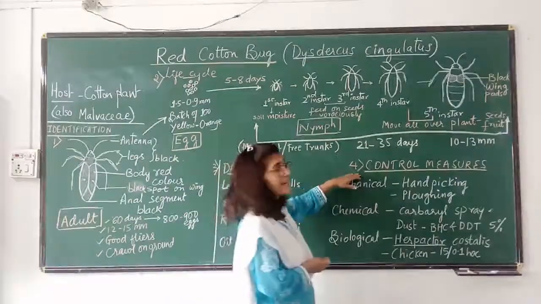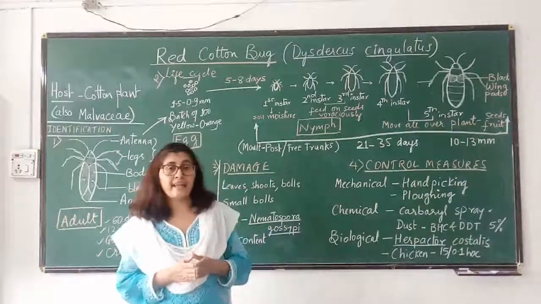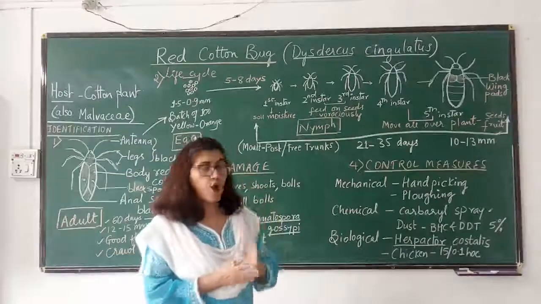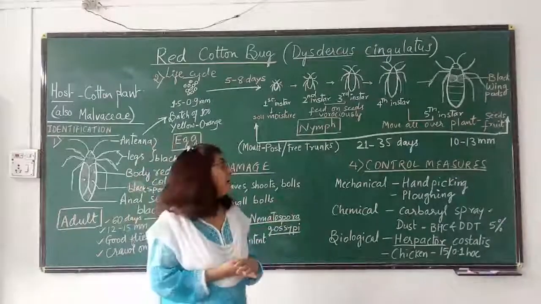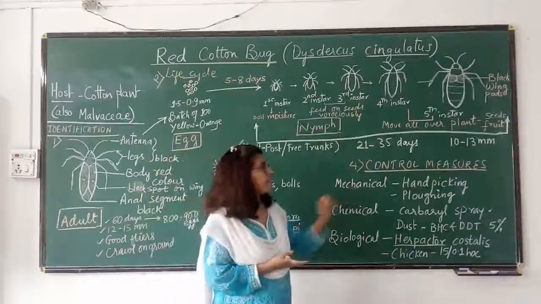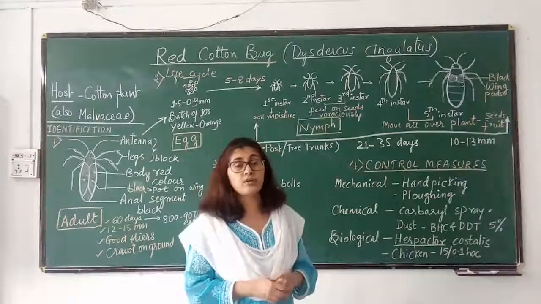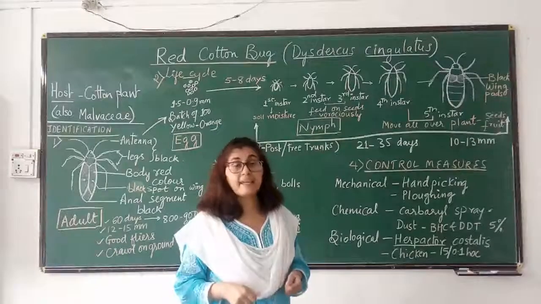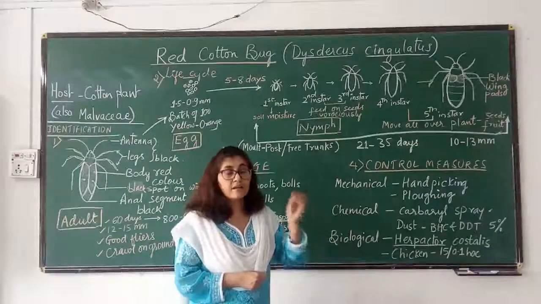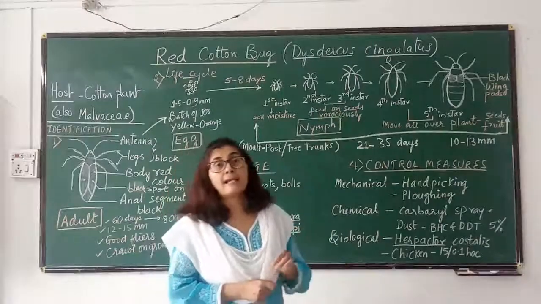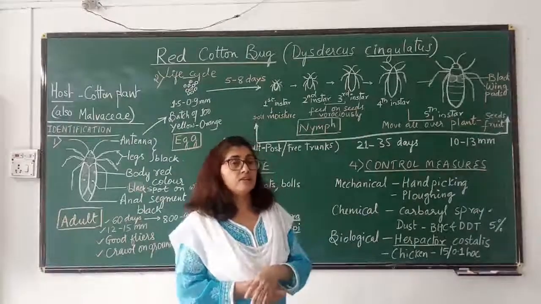The last point is control measures. Control measures are those measures which are taken to stop or to prevent the infestation of the pest. So the first method is the mechanical method. In the mechanical method, we can do hand picking. Here the person has to carry kerosinized water in a container, and he or she has to pick personally each and every adult or nymph and put it in the kerosinized water to kill it.